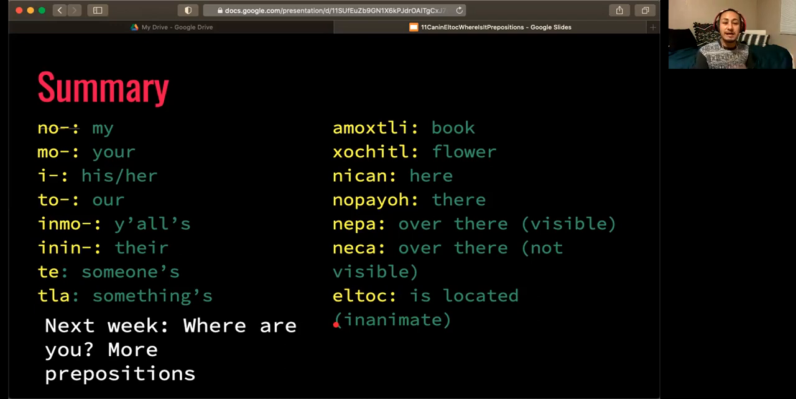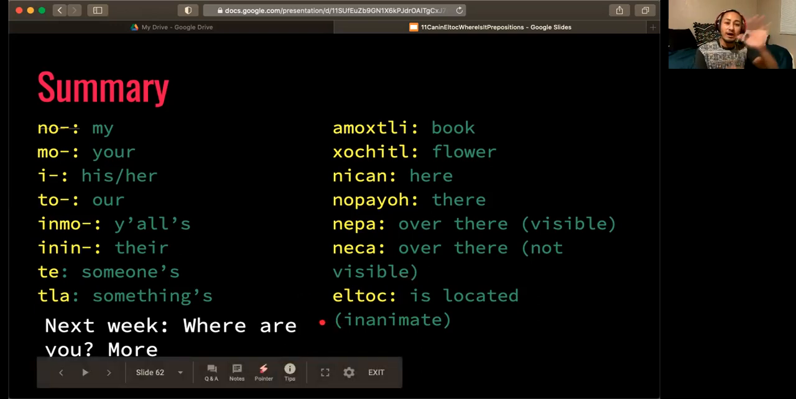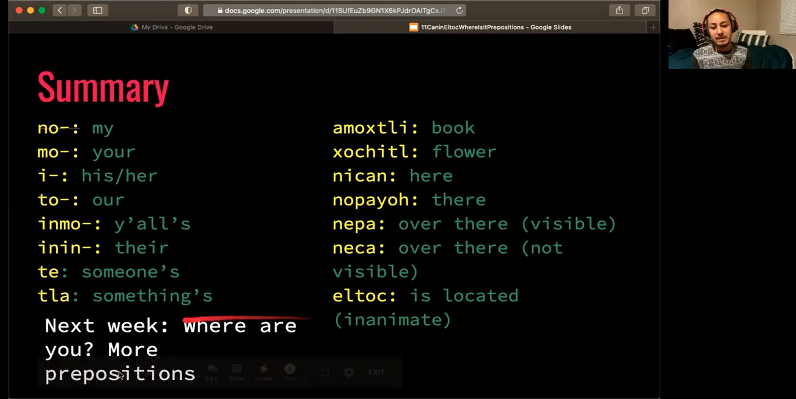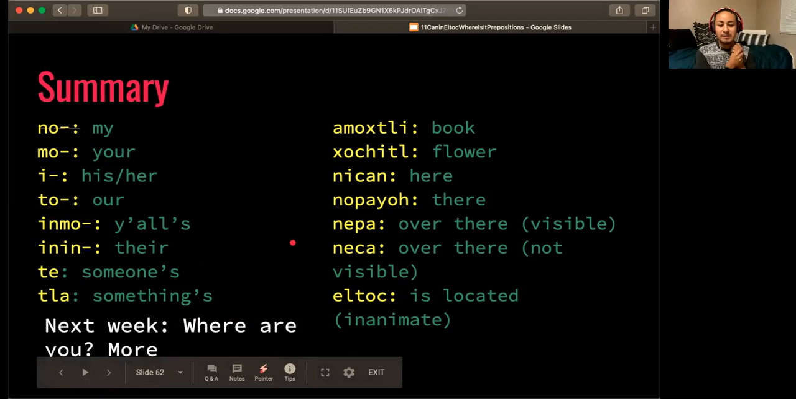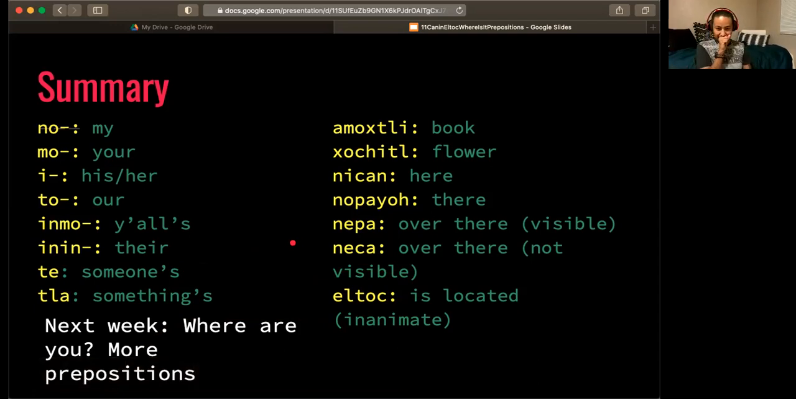Okay, so essentially Nahuatl makes that distinction between inanimates and animates in a lot of places. So you kind of have to start thinking that way. Eventually you'll get good at it. Next week, we're going to learn more prepositions, but now we're going to add prepositions with people. And I'm going to give you a full list of Huasteca prepositions.